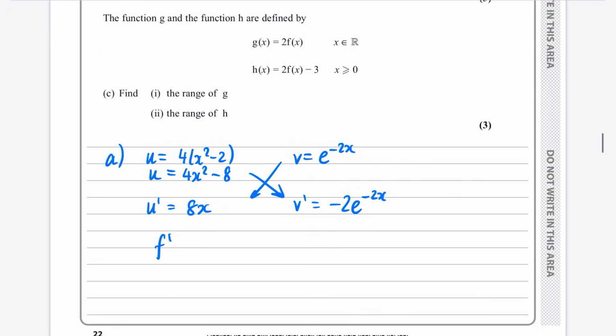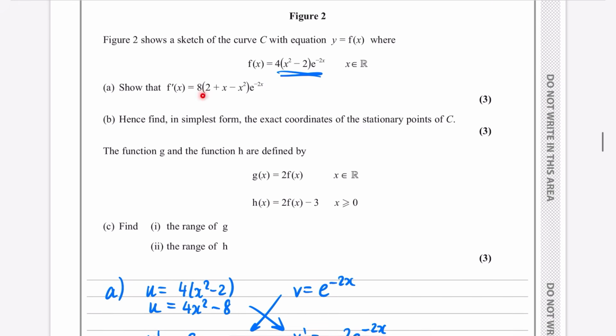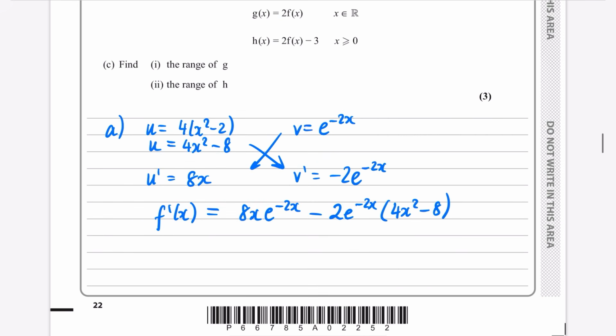So f dash x is going to be, if I start off with these 2 being multiplied, not that it really matters. Actually, I'm going to do the other 2 because then I start with a positive. I'm going to do 8x multiplied by e to the minus 2x, and then I've got minus 2e to the minus 2x, 4x squared minus 8. Now they want it to be looking like this, so I'm going to just expand everything and then factorize to look like this as well.